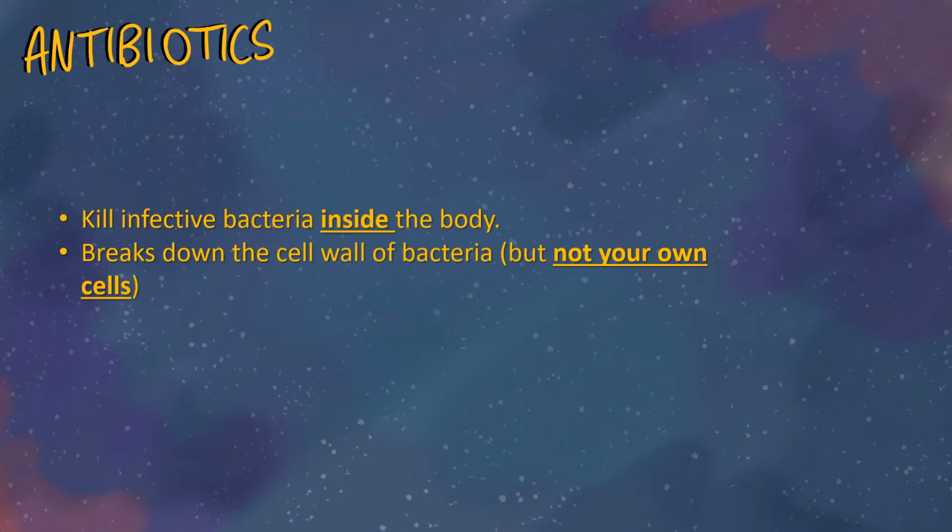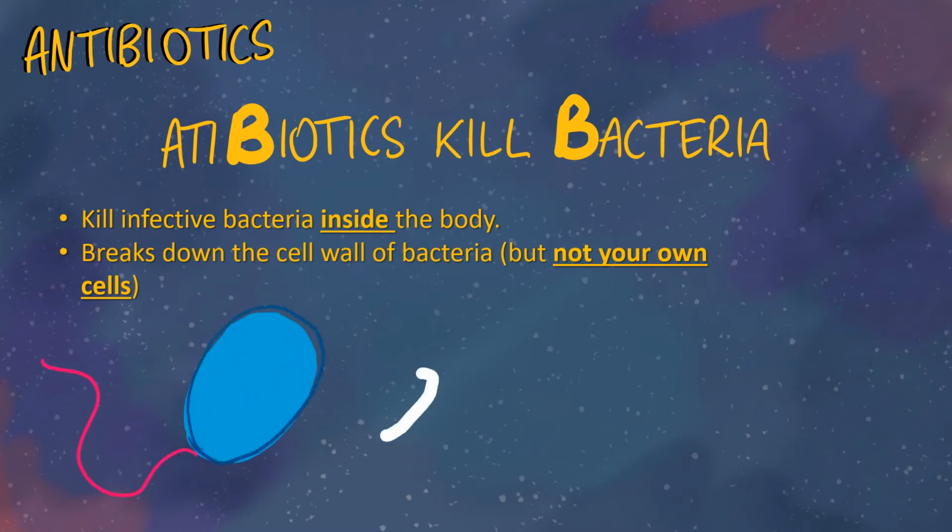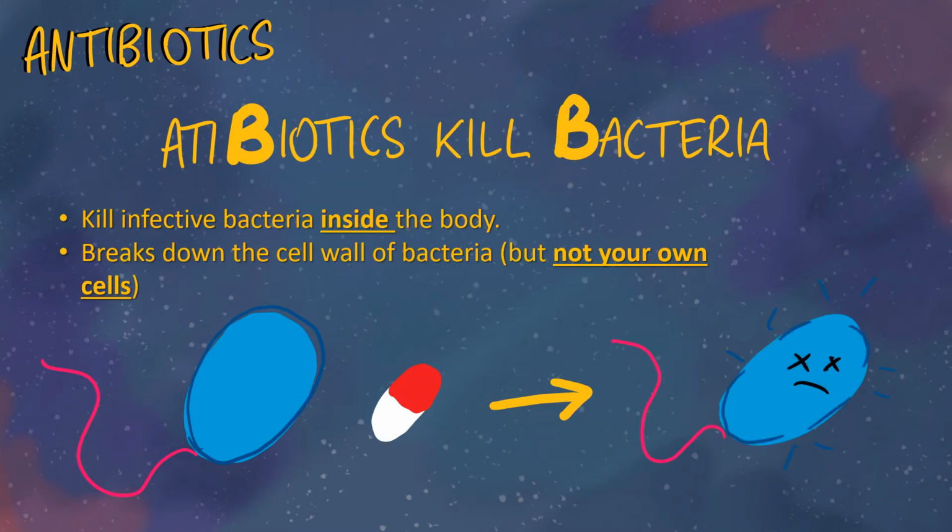Right, so antibiotics kill infective bacteria inside the body, and they break down the cell wall of the bacteria, but not your own cells. Antibiotics kill bacteria only. They don't kill viruses. So here's a bacterial cell, here's an antibiotic. Once the antibiotic has gone into your body, it will break the cell wall of the bacteria and the bacteria will die.